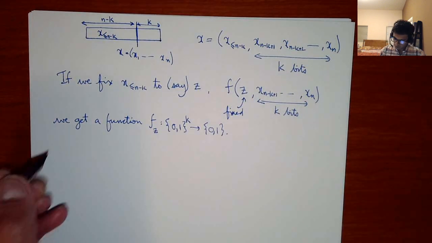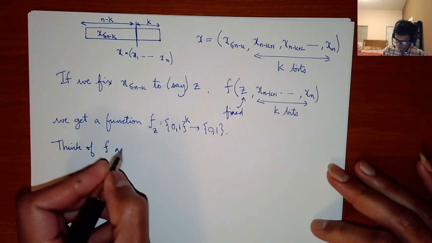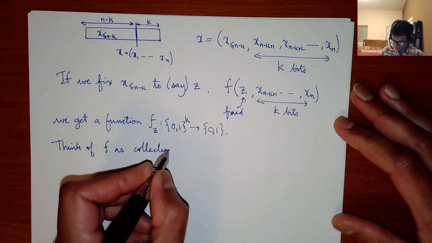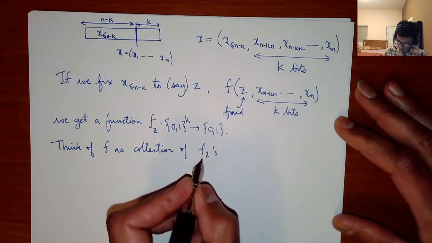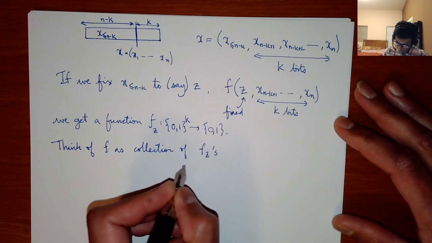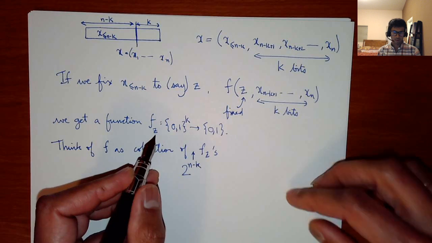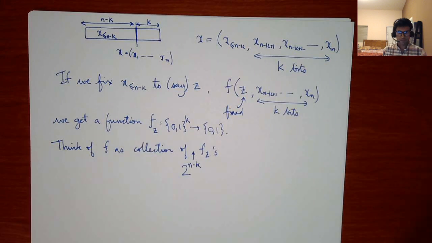So think of f as a collection of fz's. Collection of 2 to the n minus k fz's. So there are 2 to the n minus k settings for z. For each setting of z, you end up with a k-bit function. Some of these k-bit functions may be repeated, in which case you don't have to compute them using separate circuits.